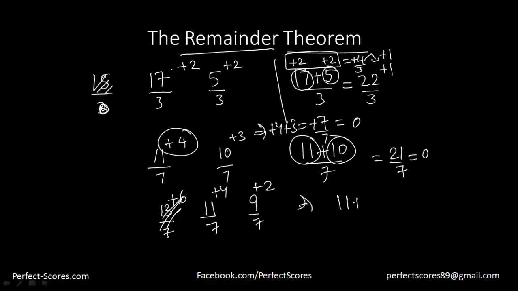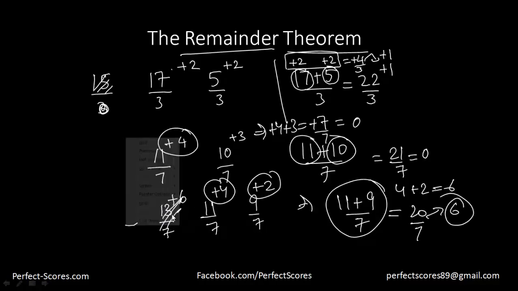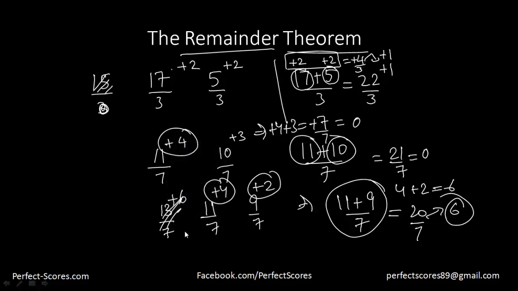So what will be the remainder when 11 plus 9 is divided by 7? The remainders will also get added. The remainders would be 4 plus 2, 6. And if you calculate this, 20 by 7, the remainder is actually equal to 6. That means what do I need to state here? What I'm trying to tell you guys is that, just a second.